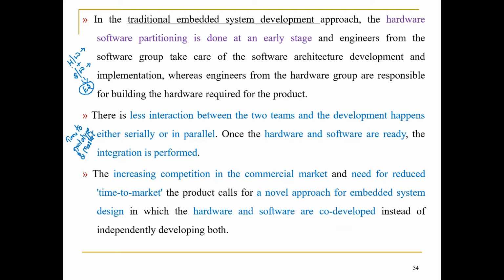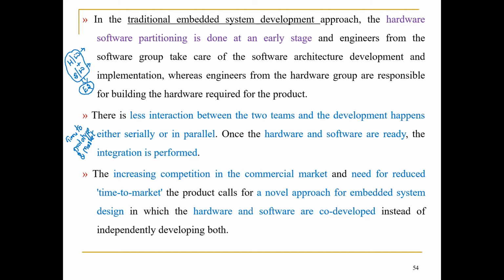So you cannot ask a hardware designer to design a hardware component, then ask a software designer to design a software component, and then combine them, because you are not allowed to waste a lot of time in developing your product. If you waste a lot of time, some other competitor may bring his product to the market and you would ultimately lose the market. So what embedded system manufacturers do nowadays is co-design hardware and software together.